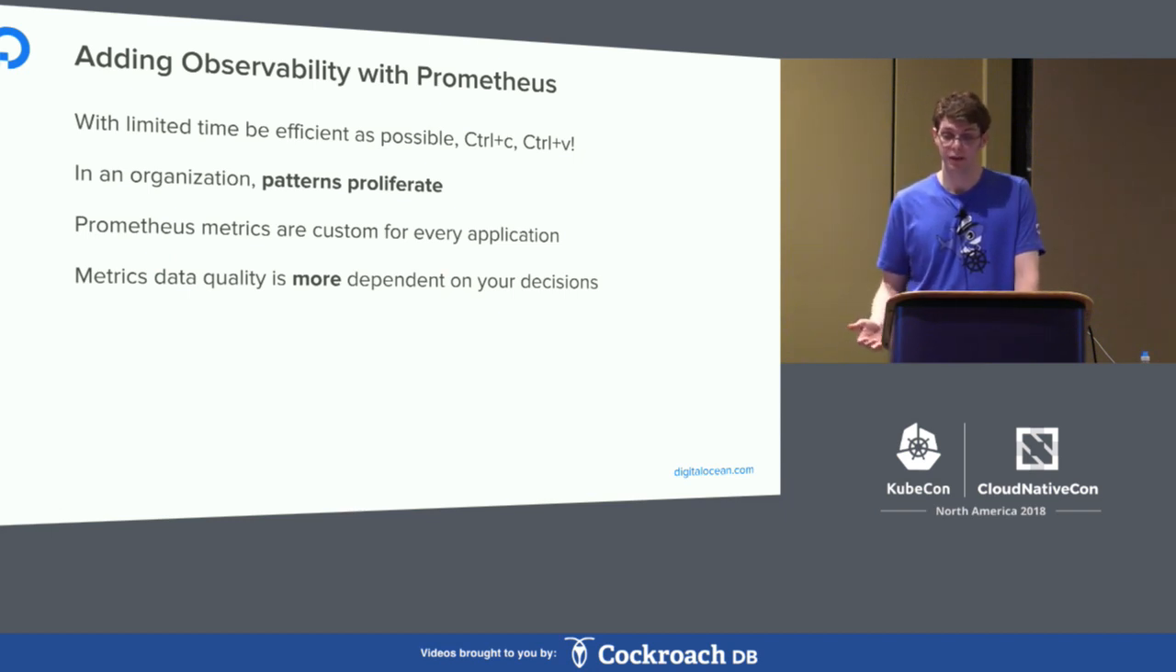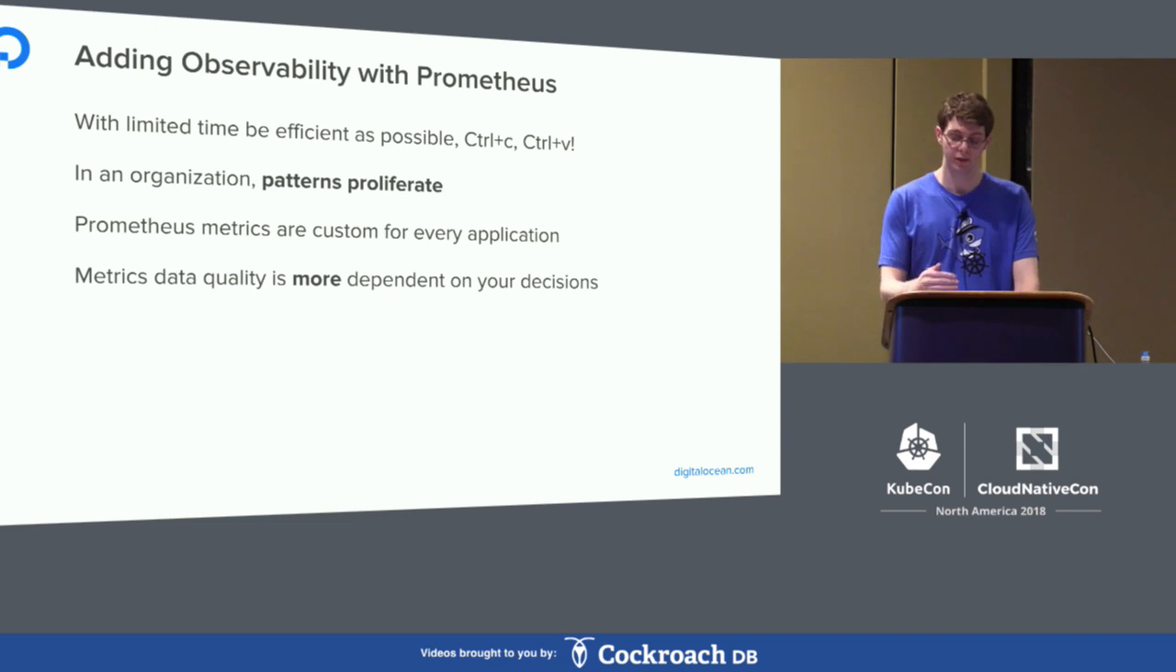So engineers do what engineers do. They copy the patterns that they see. And these patterns end up proliferating through organizations because everybody is short on time, right? So that means the impact of a good or a bad pattern actually gets multiplied out over time by a fair amount. And with Prometheus, more so than something like logging or tracing, you are doing custom instrumentation. So this is kind of a real issue.